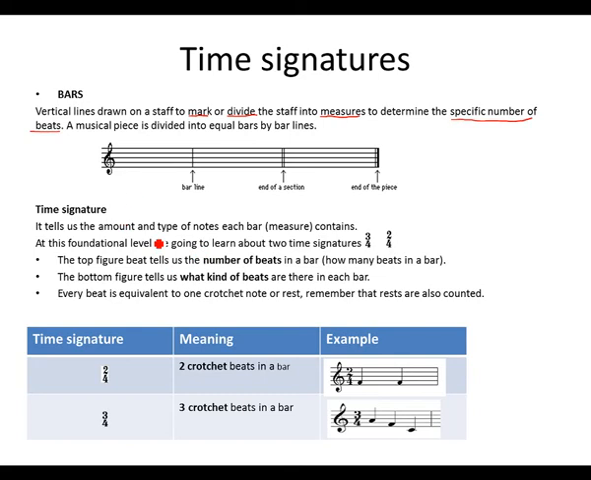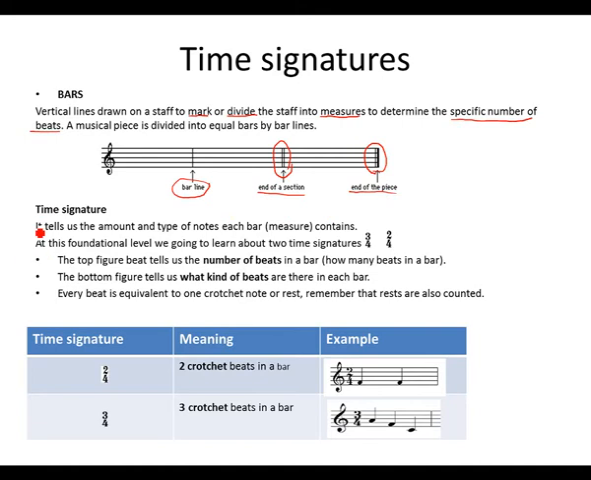Let's take a look at an example of a bar. This is how a bar looks. When it's two lines, it means end of a section. And when it's still two, but one line is a bit thicker, this means end of the piece or end of a song.